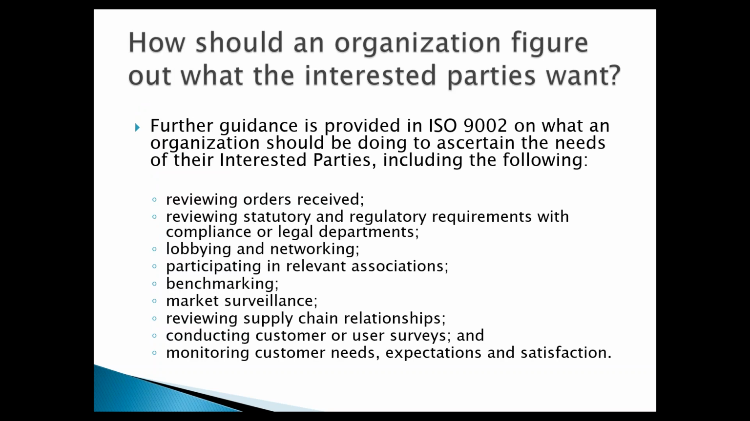So, obviously, recognizing that there's going to be a variety of interested parties, well, how do we go about figuring out what they want and what the influence is going to be on our quality management system? Well, again, there's good guidance in ISO 9002 for this, and these are all activities that a lot of you on our call today are probably already doing. Things like reviewing your orders, lobbying, participating in an association, doing market surveillance, having customer surveys or user surveys, monitoring customer satisfaction. These are all ways in which you can identify interested party requirements.